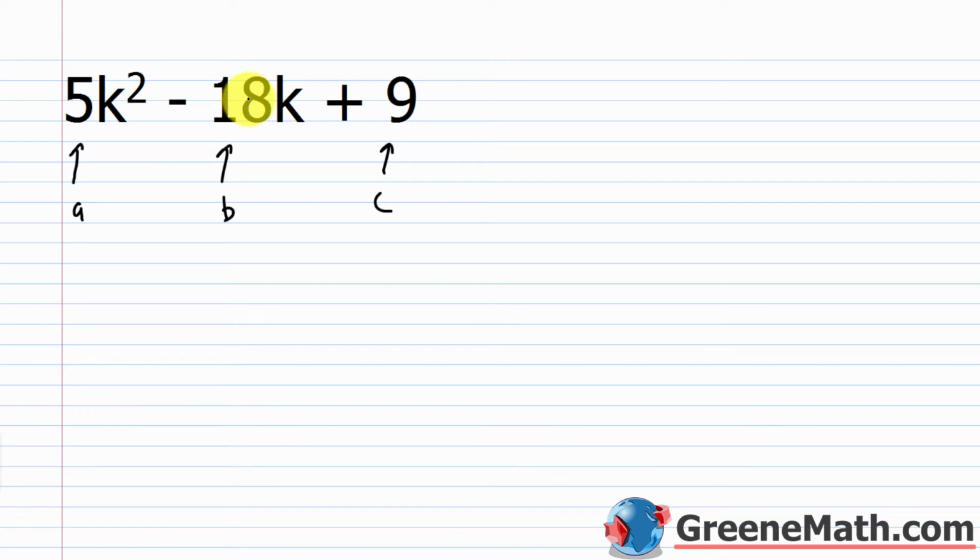So nothing I could pull out. So again, I want two integers whose product is A times C and whose sum is b. So b is negative 18, and AC, 5 times 9, is positive 45. So we know we have to have two negative values, right? Because if I have a positive sign here and a negative sign here for the sum, I've got to have two negatives. Two negatives will multiply together to give me a positive. Two negatives will sum together to give me a negative.